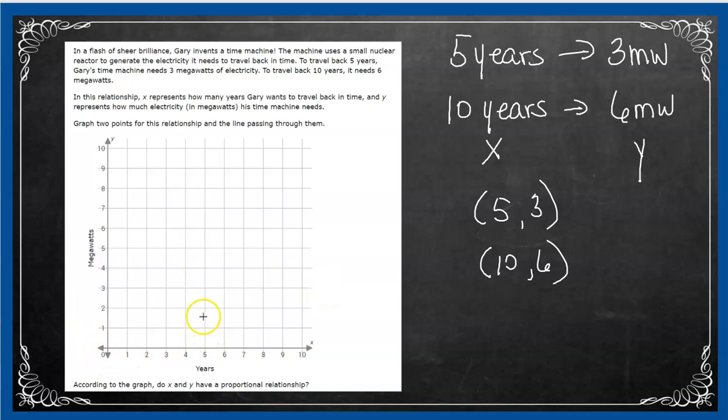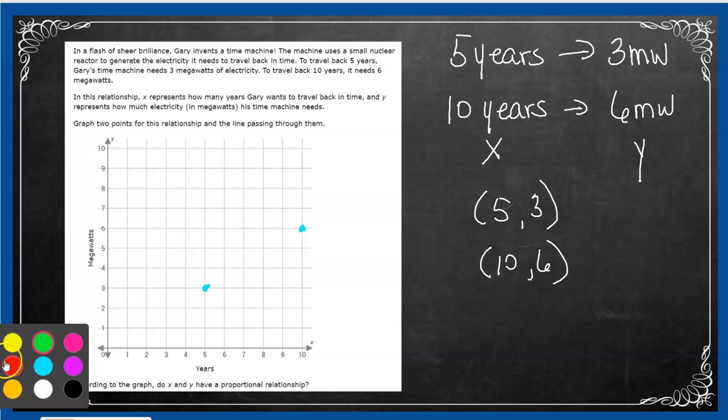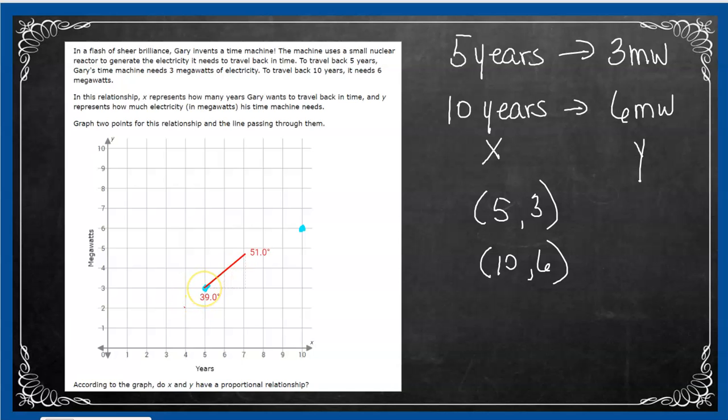5, 3 is here. And 10, 6 is here. And then I'm going to grab my line tool. I have a line tool over here if I can find it. There we go. This is kind of hard with this line tool.